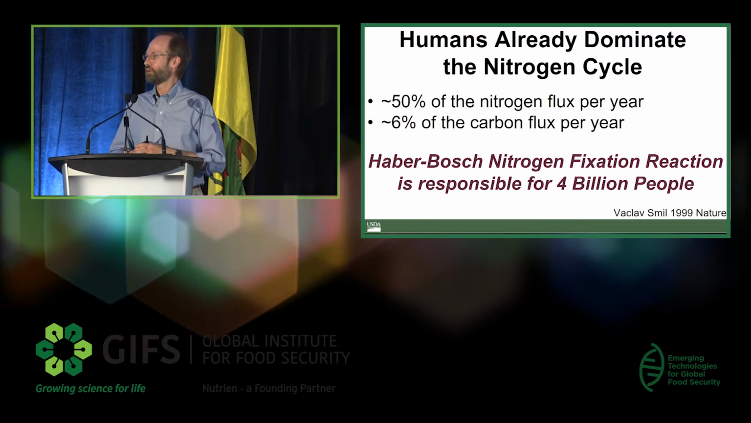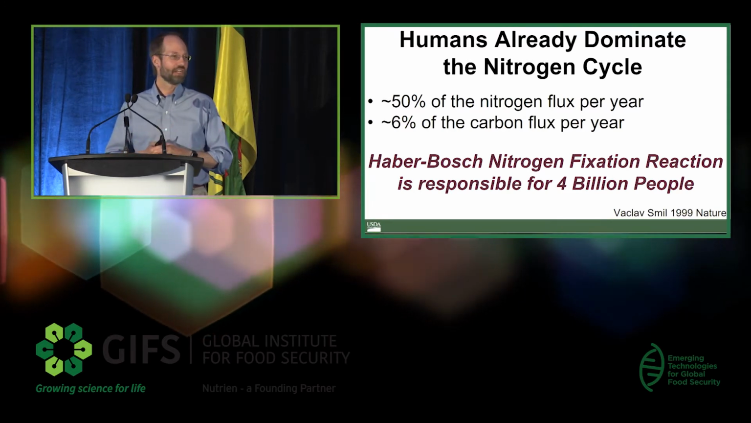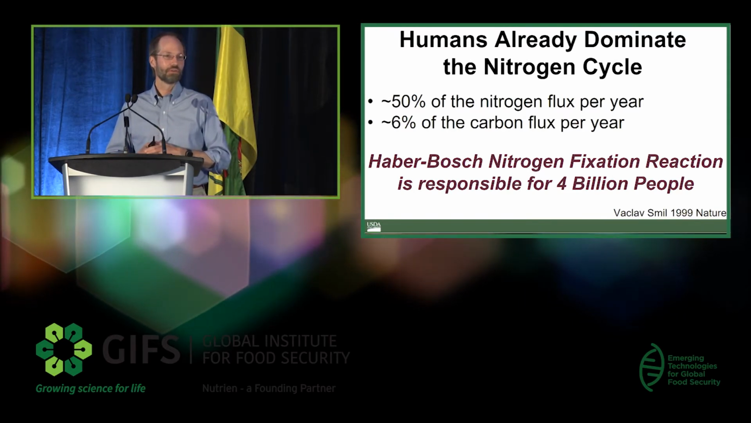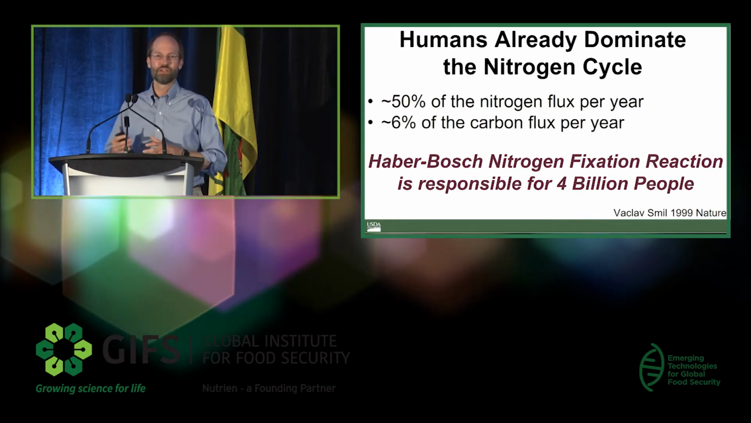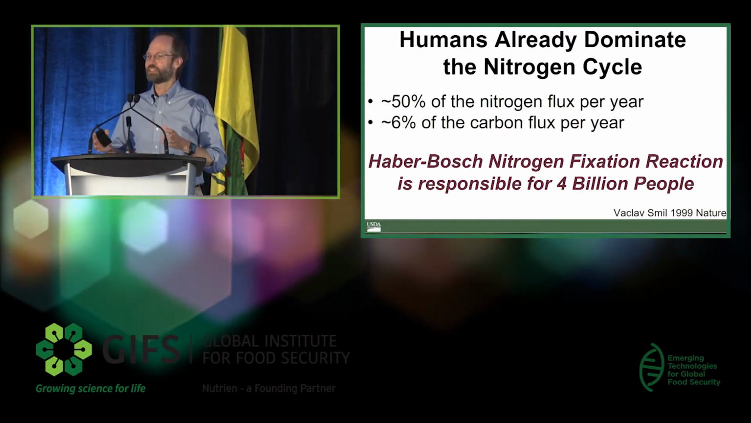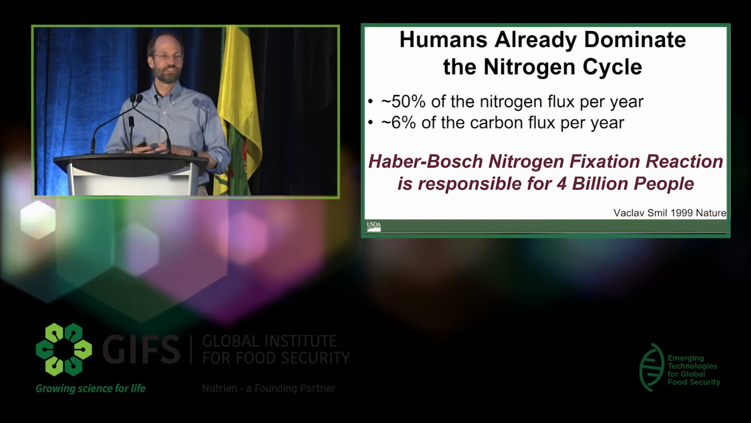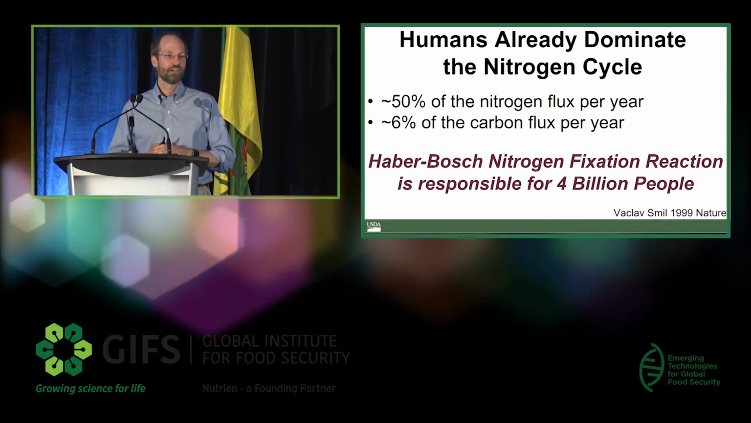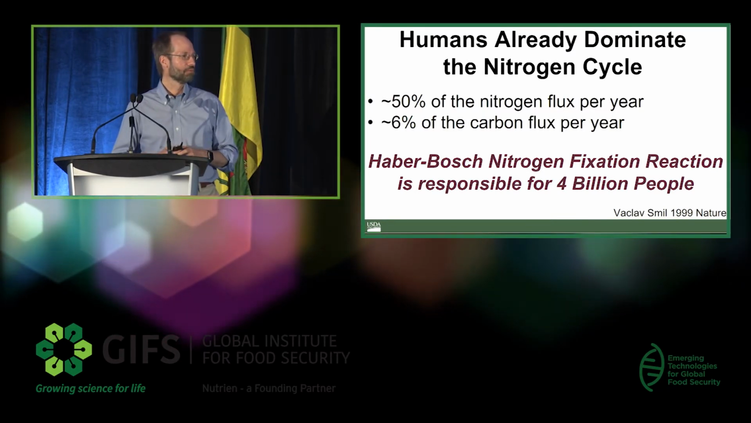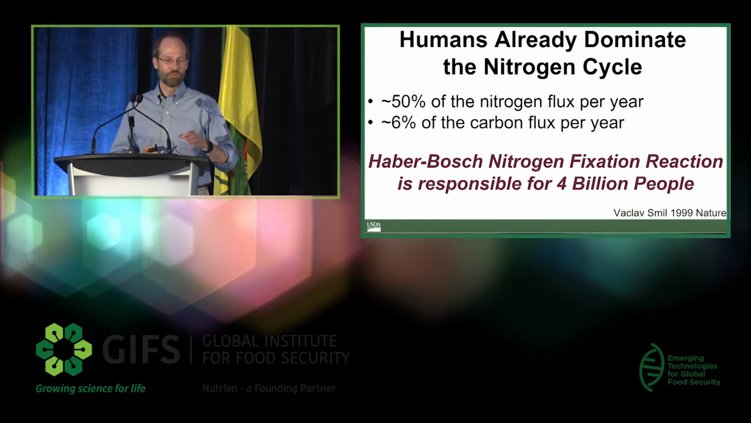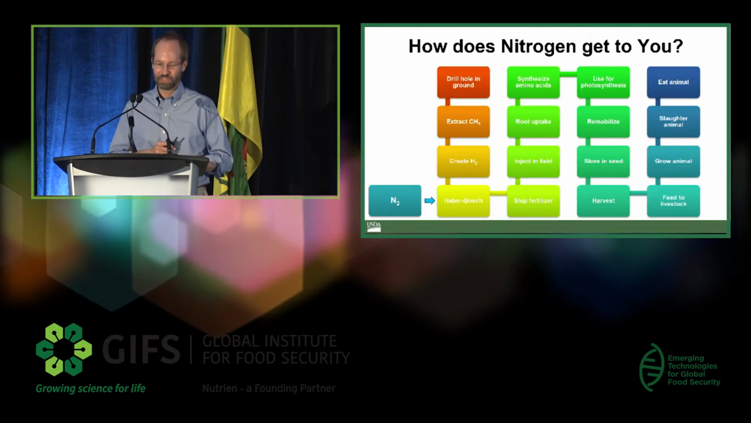Essentially, 4 billion people on the planet are here already because of the Haber-Bosch reaction, and we're going to add another 3 to 4 billion people more. And so there is no more room with business as usual to produce more nitrogen and get more protein out. So we've got to come up with some other approach than what we are doing right now.